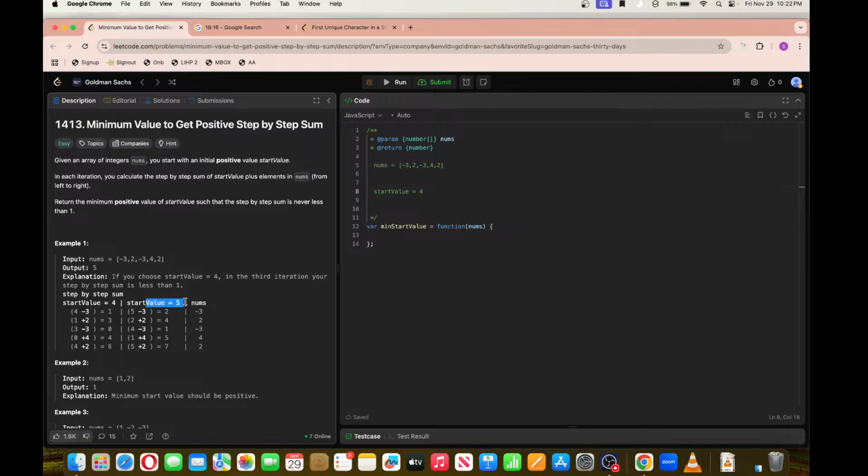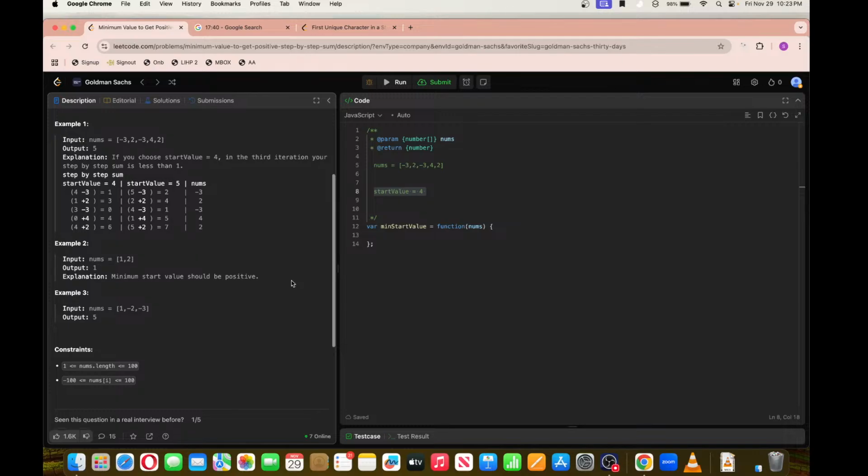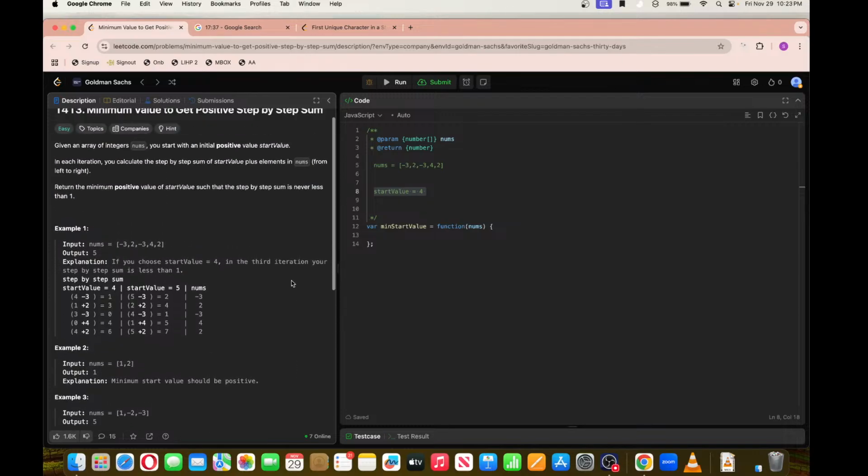So it should be 5, because when start value is 4, at this point the sum became 0, right? Since it became 0, it should never be less than 1. It should always be greater than or equal to 1. So that is why the answer is 5. Okay, so how can I do this question then?